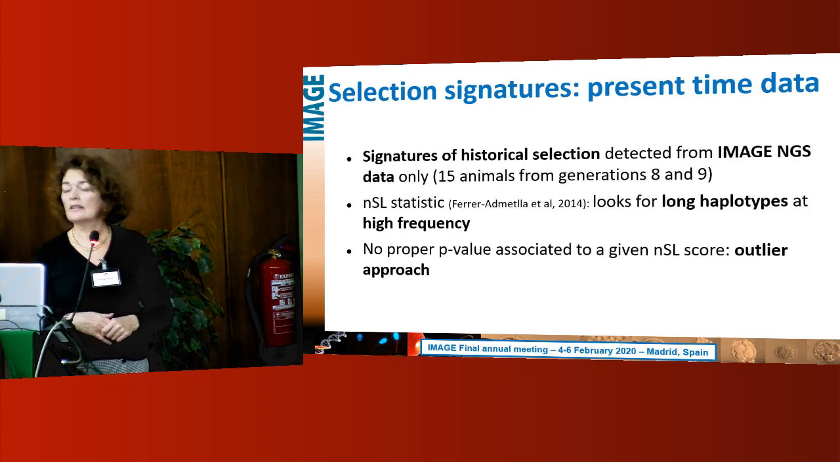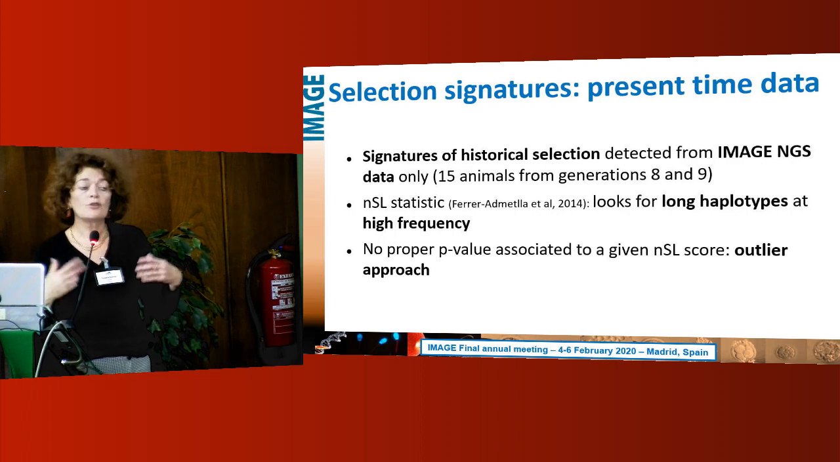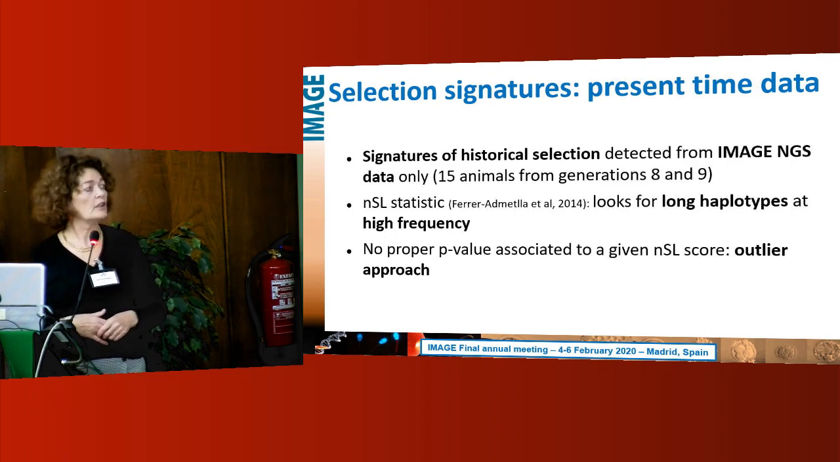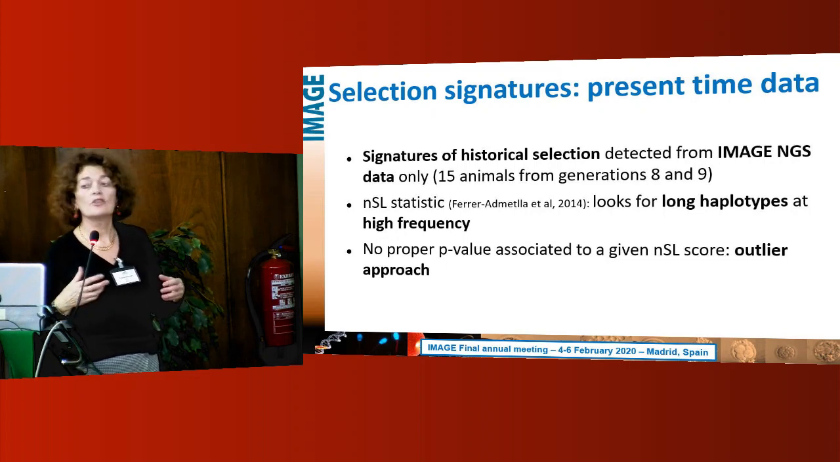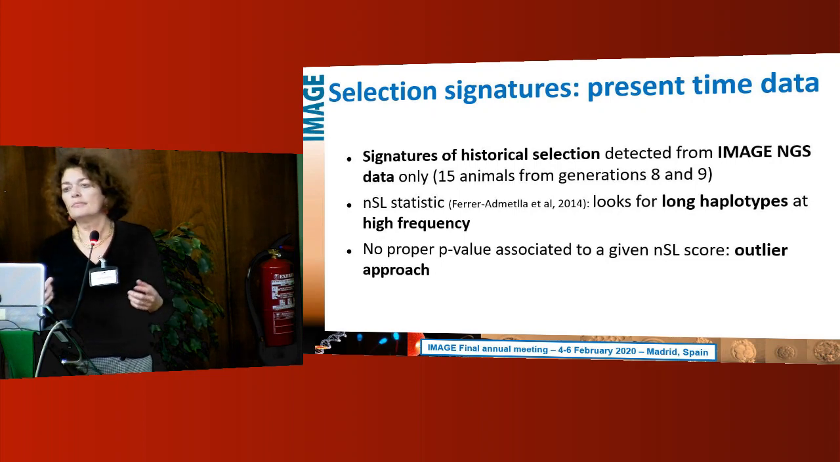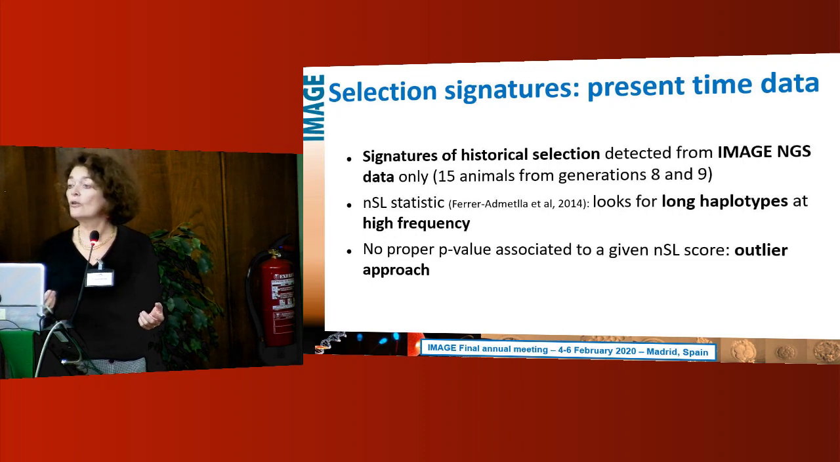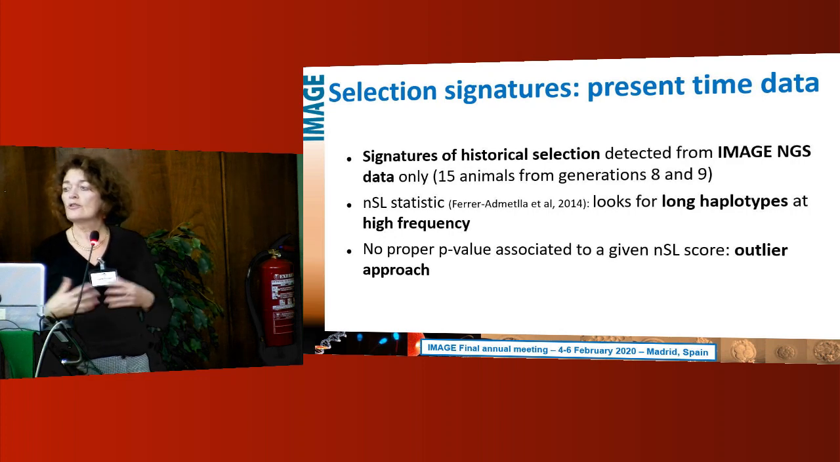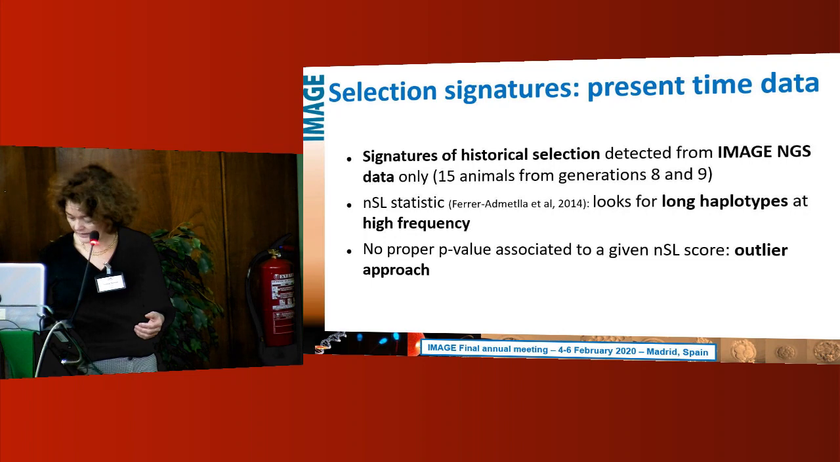This statistical model detects long haplotypes that have very high frequency, and having this sequencing we had many more SNPs to study, so the signals were much higher. Much higher detection power. The only problem with this model is that no proper p-value is associated to a given nSL score because we don't really know the distribution in this model, so p-values are not very indicative of anything, so we use an outlier approach, and we really use the very high signals that come out.